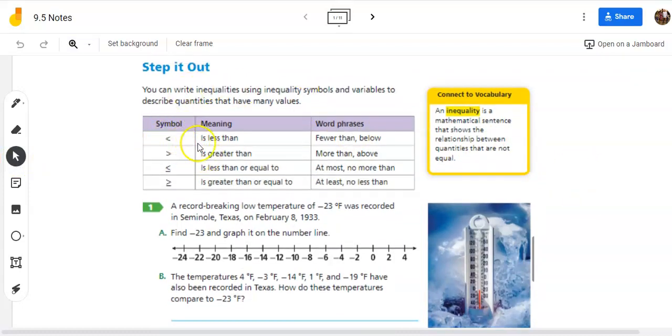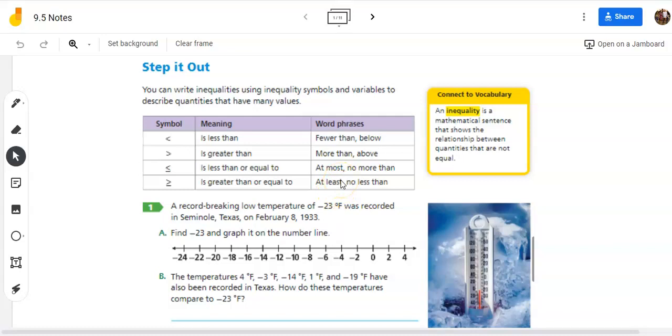Okay, so this one, you know this, less than. Word phrases are fewer than or below. This guy right here, he's greater than. Word phrases are more than or above. But here are two new ones. They look like the less than and greater than sign, but it's like the equal sign got split in half and put on there. So this is less than or equal to, so at most or no more. And this right here is greater than or equal to, and at least or no less.